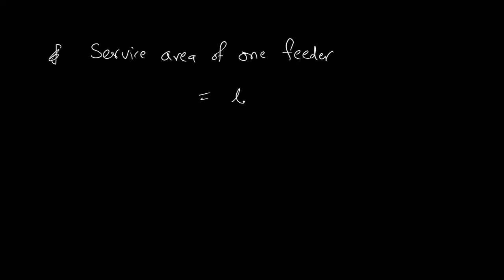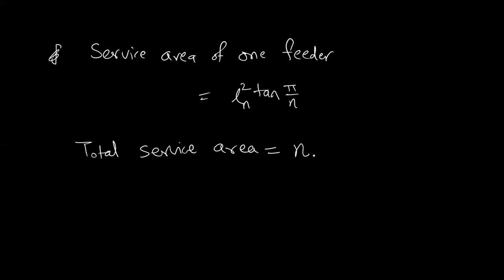So that is basically L square tan theta, which is pi by n. And what is the total service area? Total service area. So this is basically addition of all the service areas of the individual feeders, and that is the same as the service area of that substation. Since these areas are n in number, and due to symmetry, it will simply be n times the area covered under an individual feeder. So that is n L square tan of pi by n. That is the total service area covered by the substation.